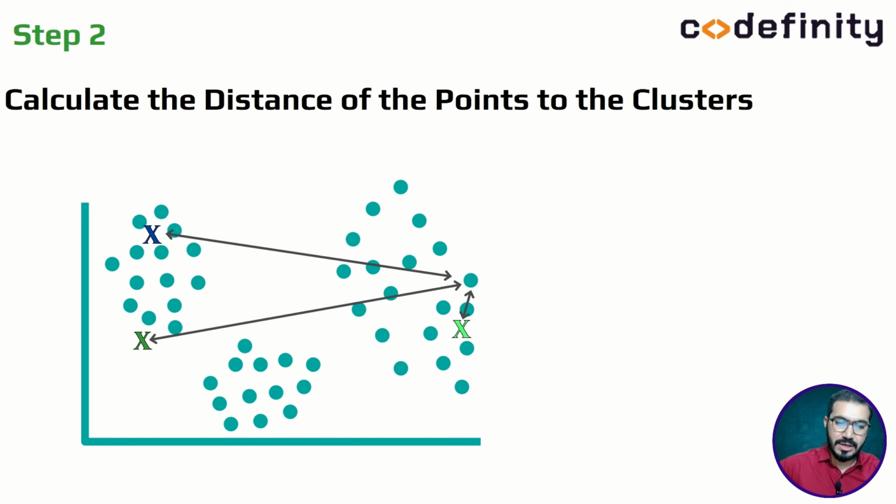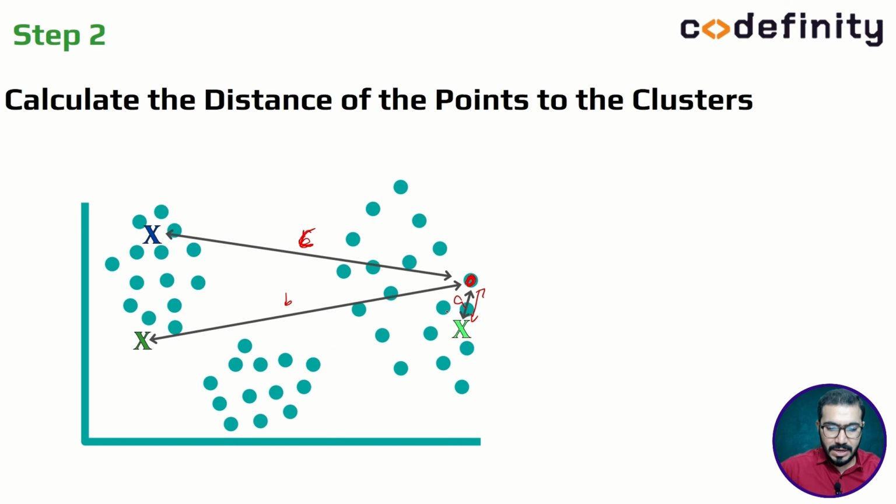Step number 2: we will take every point one by one, and we'll calculate its distance with every centroid. For example, right now our point of interest is this point. Its distance with the neon x is, let's say, A. Its distance with the greenish x is B. Its distance with the bluish x is C. What is distance? We have learned the distance measures. You can use Euclidean distance, for example, over here.